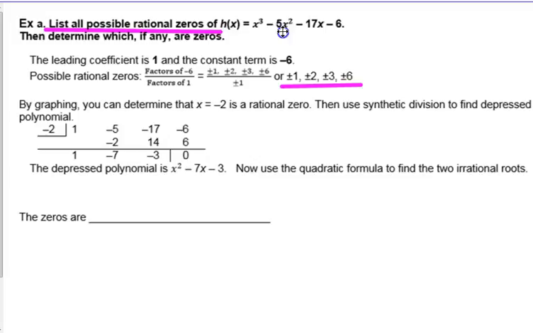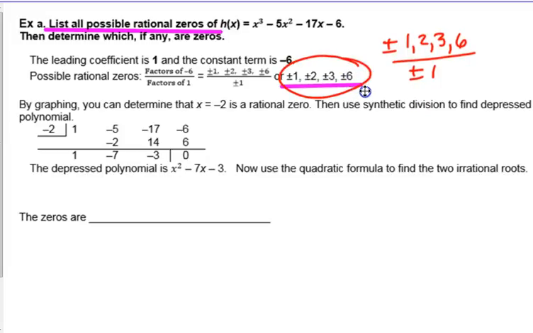Going back to this question that I believe you have on your notes. It says x cubed minus 5x squared minus 17x minus 6. It says list all the possible rational zeros. Well, it's just all the factors of 6 over all the factors of 1. So the list is just plus or minus 1, 2, 3, or 6. Everybody okay? Then it says determine which, if any, are zeros.